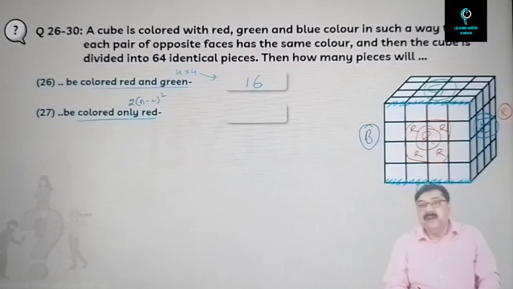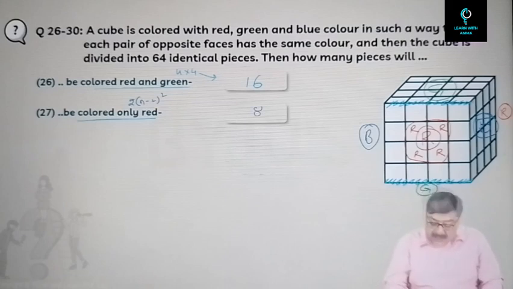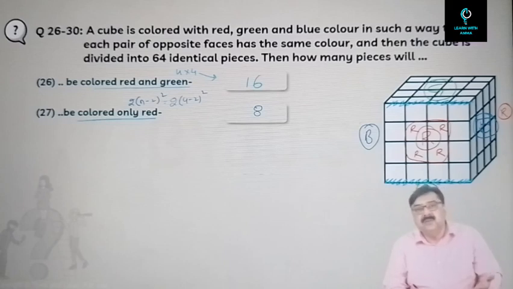So we need to find out for 2 faces, because there are 2 faces which are colored red, the front face and the back face. So on the front face we have 4, on the back we have 4, so it works out to be 8. You could have used this formula, which would be 2 into 4 minus 2 whole square. 4 minus 2 is again 2. So 2 into 2 square, 2 into 4, 8.